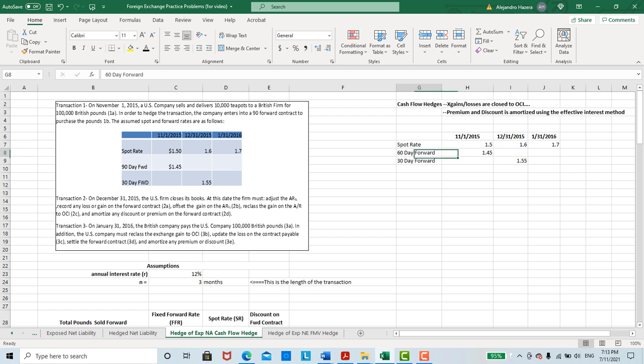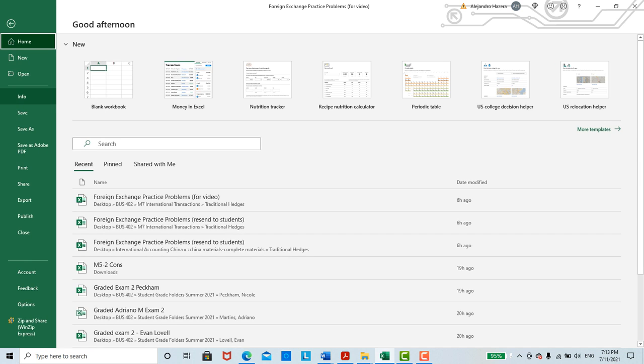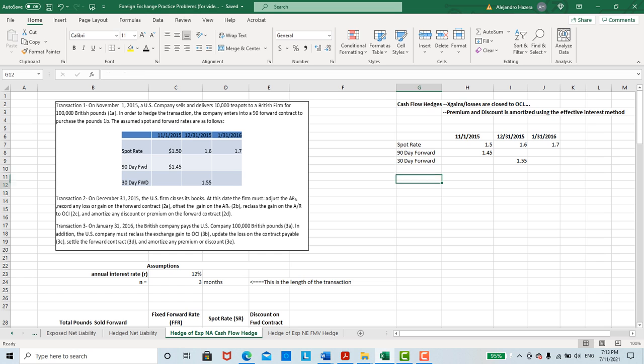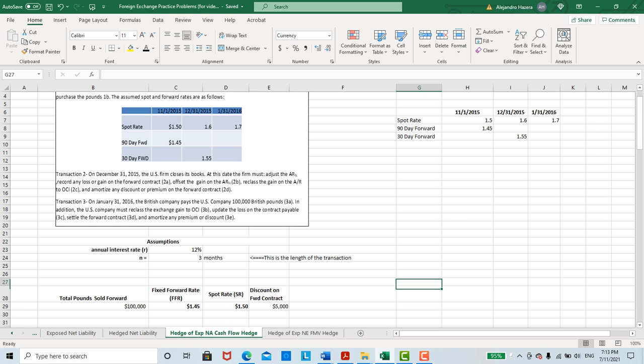Actually, I put the wrong label here. If you look at here, it says 9-day forward rate. That is relevant. This is the 90-day forward rate. Okay. Anyway, so let's go ahead. I'm going to save that. We've got the assumptions. We'll just assume an interest rate of 12% and the contract, so 3% here.